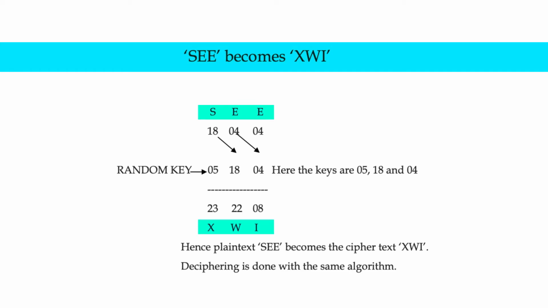S with the value 18, E with 4, and the next E also with 4. Random key 5, 18, 4. Here the keys are 5, 18, and 4, which becomes 23, 22, and 8, which represents X, W, and I. Hence, plain text SEE becomes the ciphertext XWI. Deciphering is done with the same algorithm.